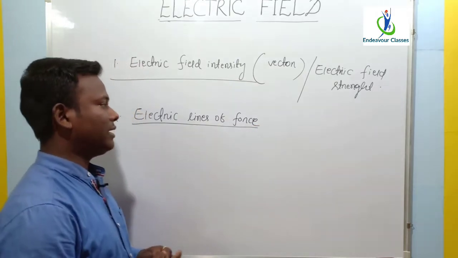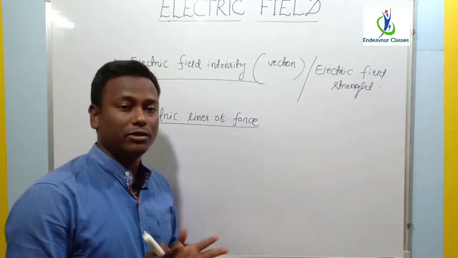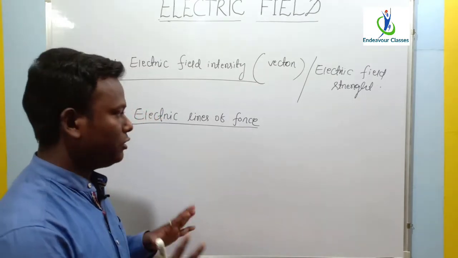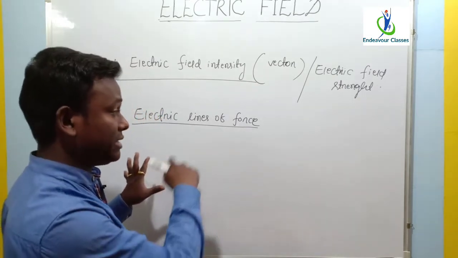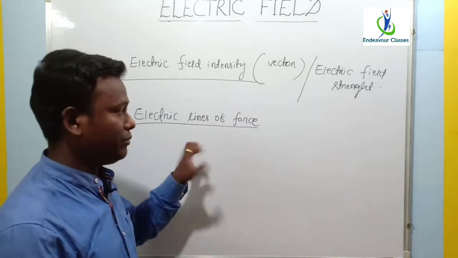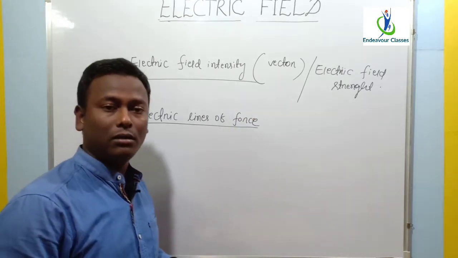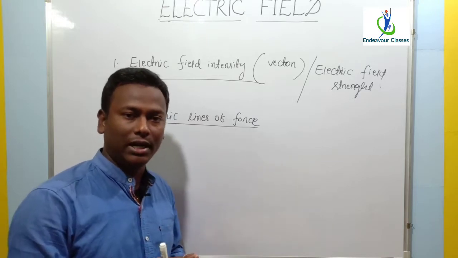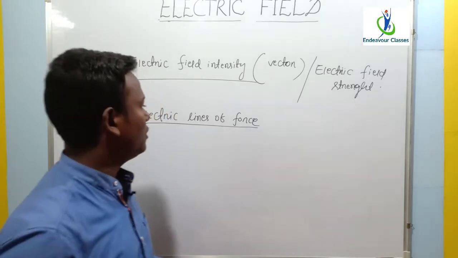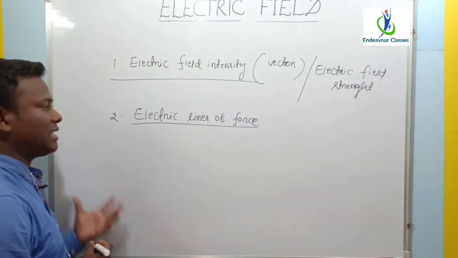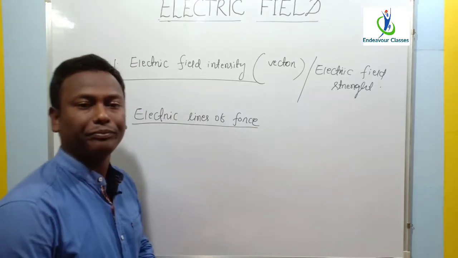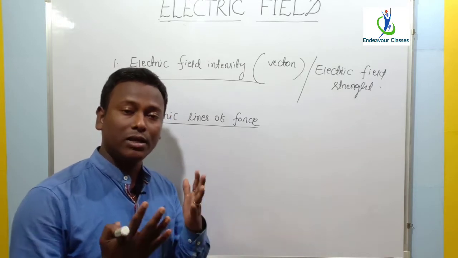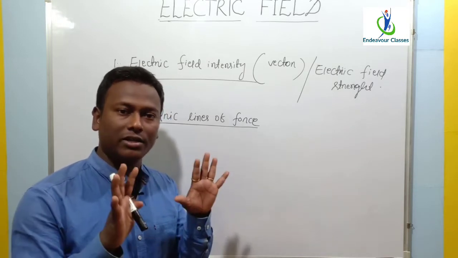Now see, the concept of electric lines of force was introduced by Sir Michael Faraday, and he used it in order to represent diagrammatically or geometrically the direction or the alignment of the electric field around charged particles. So the definition of electric lines of force is, these are either straight or curved lines which are used to represent the electric field.